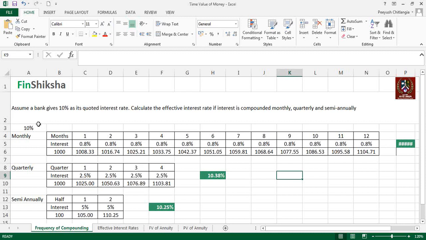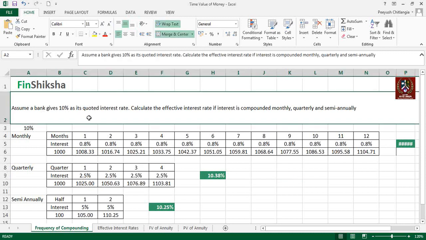Let us assume that a bank gives 10% as its quoted annual interest rate. Calculate the effective interest rate if interest is compounded monthly, quarterly, or semi-annually. So let's look at monthly first. Monthly would mean 10% divided by 12, that's 0.8% every month. You will note that at the end of this entire period, we are looking at effectively 1104.71. If you actually look at this, that's going to be 10.47%, right?